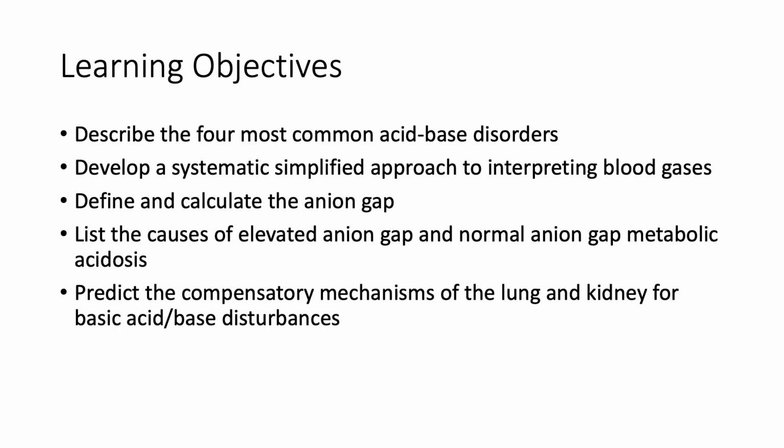All right, so these are our learning objectives. We talked about the 4 most common acid-base disorders and how to interpret a blood gas, how to calculate an anion gap. We've talked about the different causes of anion gap and normal anion gap metabolic acidosis, and we've looked at ways to predict how the lungs and kidneys will compensate.